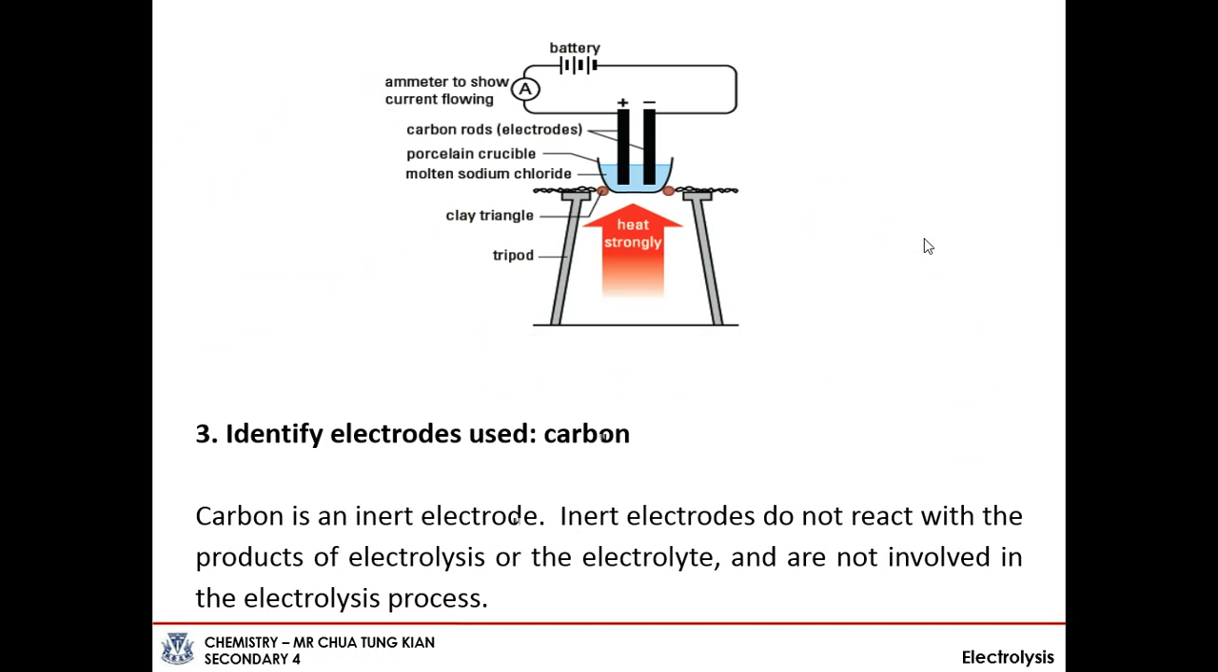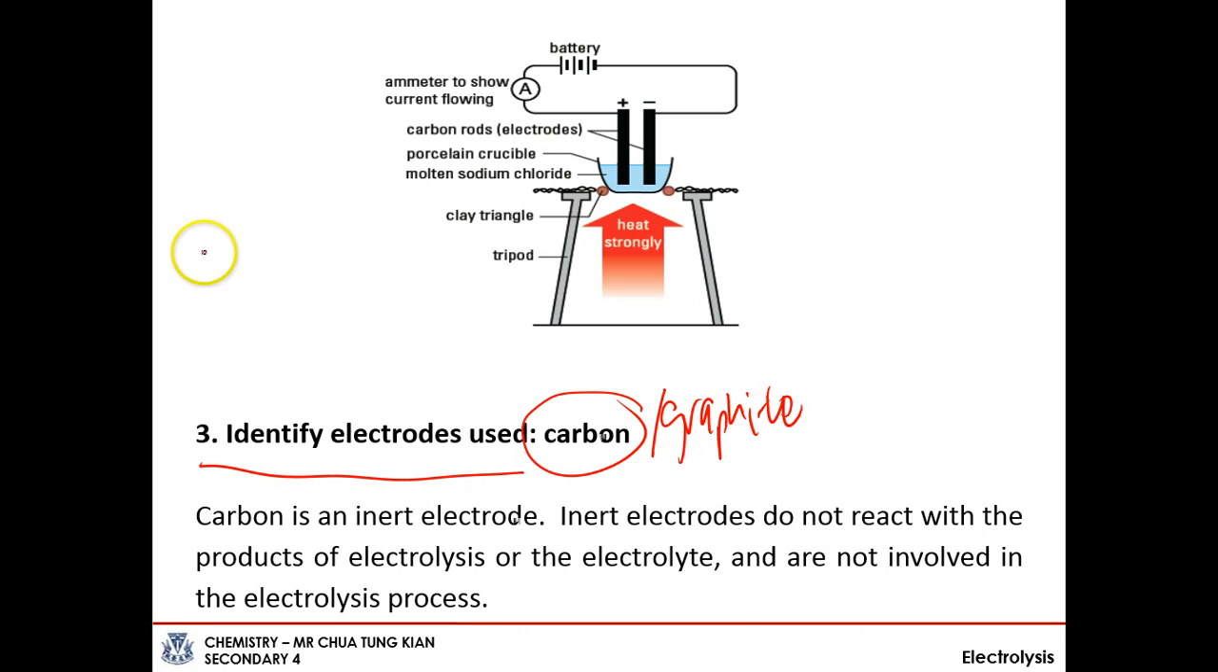Okay, so the next thing we need to do is to identify what electrodes are used. Most of the time they use carbon. Carbon is also called graphite electrodes, if you recall. Graphite is an allotrope of carbon. The other allotrope of carbon is diamond. So carbon is an inert electrode. It doesn't take part in the reaction, so we can ignore it in this case. Pretend it doesn't exist. It is just there to conduct the current flow.